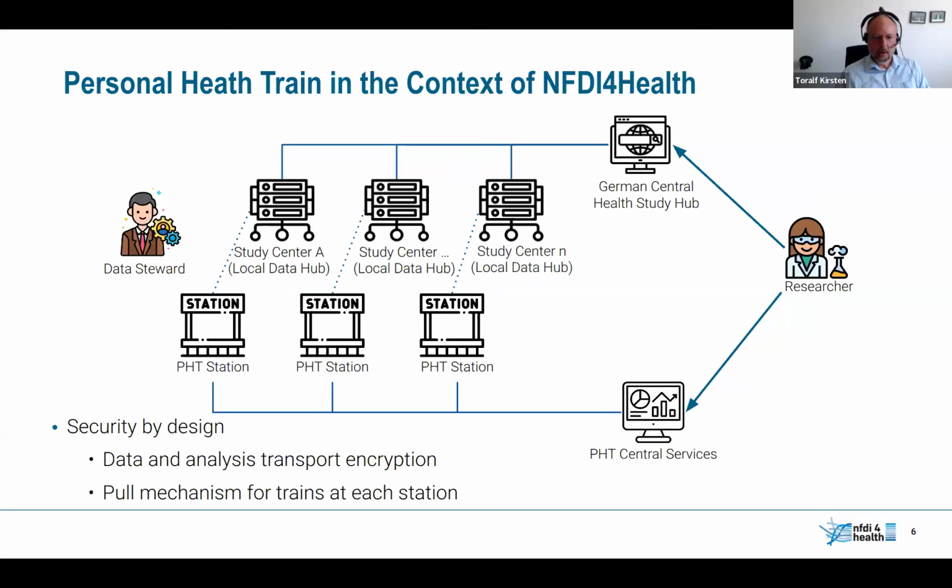The Personal Health Train comes with security by design. We encrypt the data, the analysis scripts and programs at the transport level. So it's not possible to get access to intermediate results and your analysis script, and to modify that during the transportation. And of course, there is only a pull mechanism. Pull mechanism means a station cannot push a train to another station, but each station needs to pull the train, that means the analysis container, to the station itself.